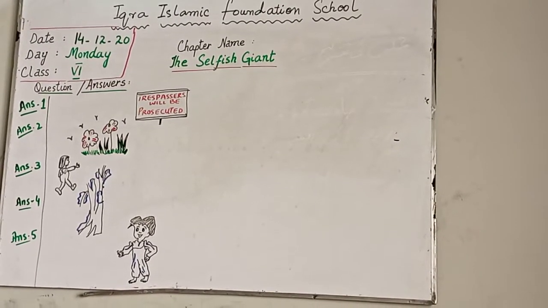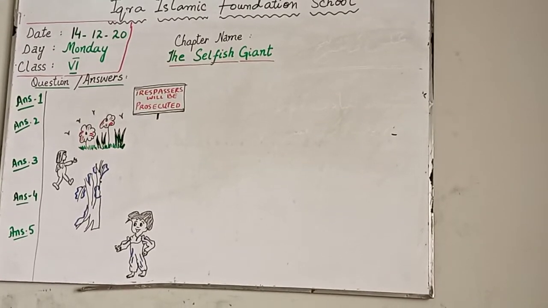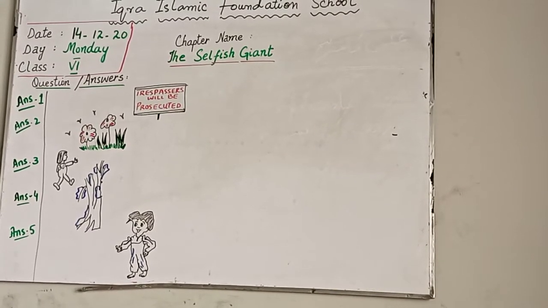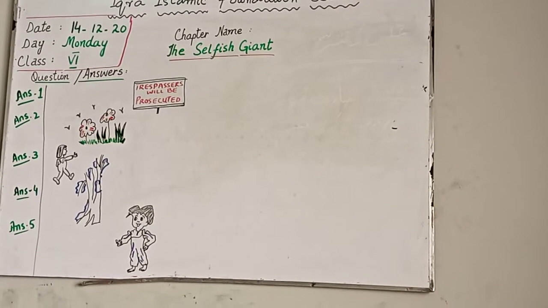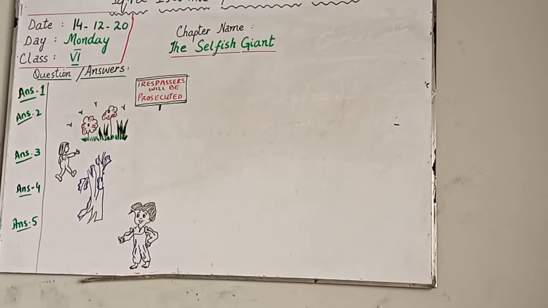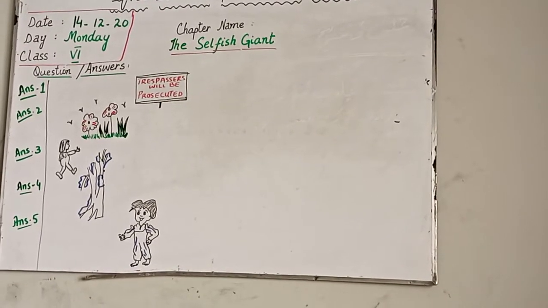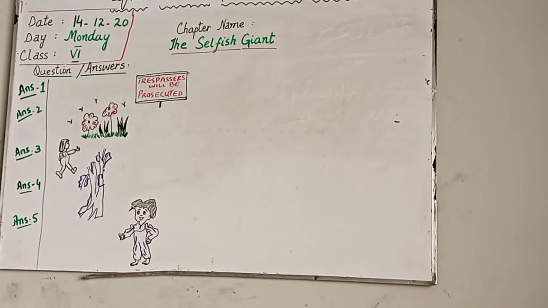Now come towards question number 2. When did the giant realize that spring had returned to his garden? Now as you know, when he didn't allow the school children to enter his garden, then what did happen? All of his garden became empty and the spring season wouldn't come back.